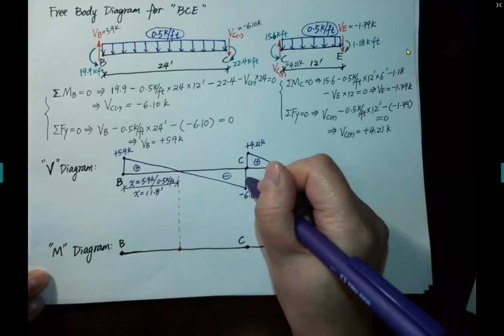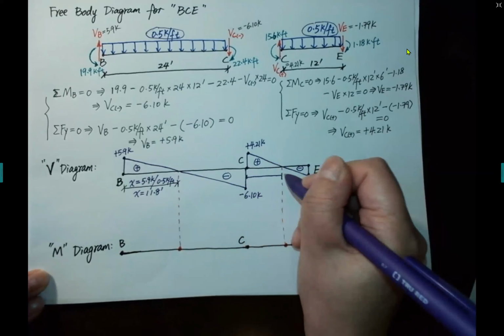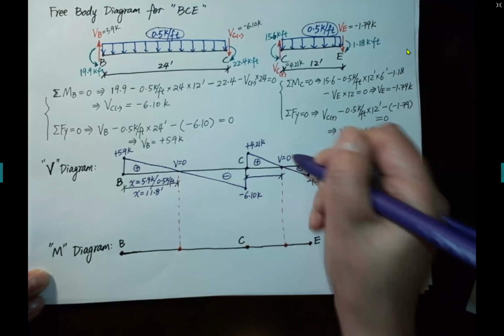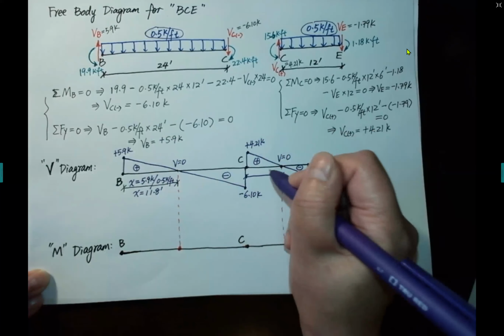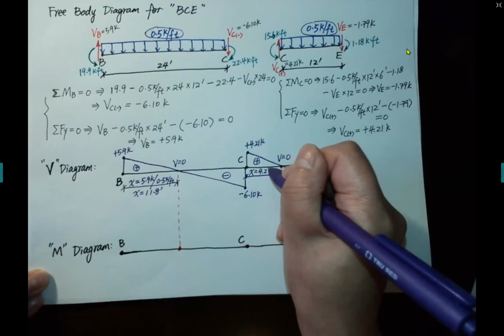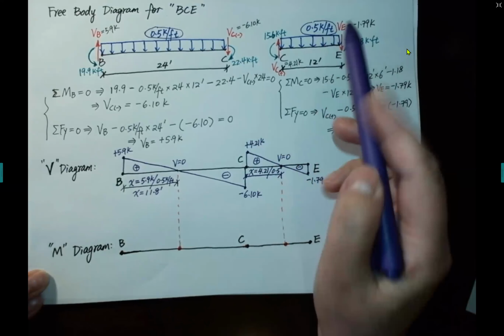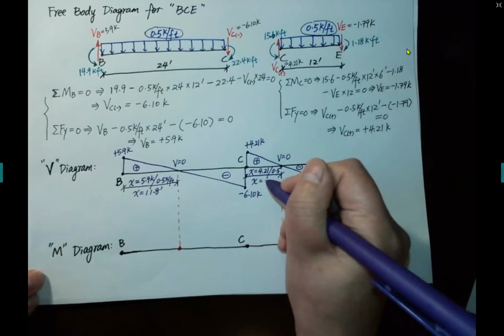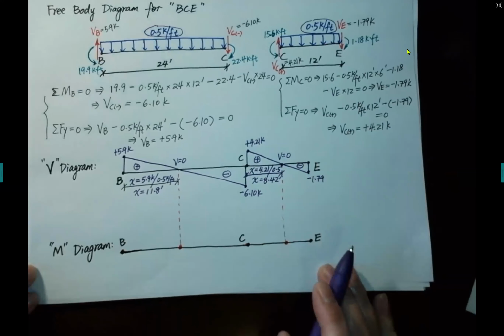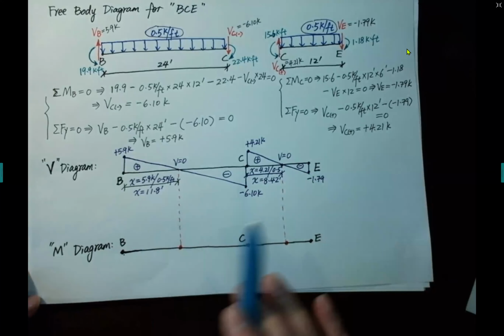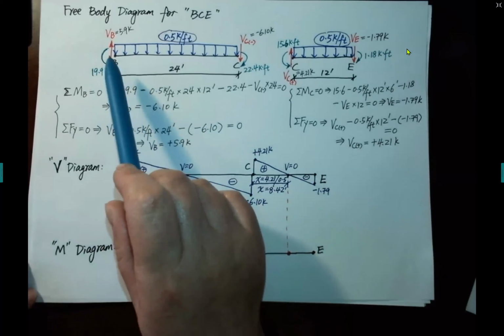Then we want to calculate the location of the V equals zero point at member CE. This x equals 4.21 divided by 0.5, where 0.5 is the uniform load magnitude, and we get x equals 8.42. So after we identify those locations, we can calculate the moment at those points. Currently, we already know the moment at B. The moment at B equals 19.9, top tension.